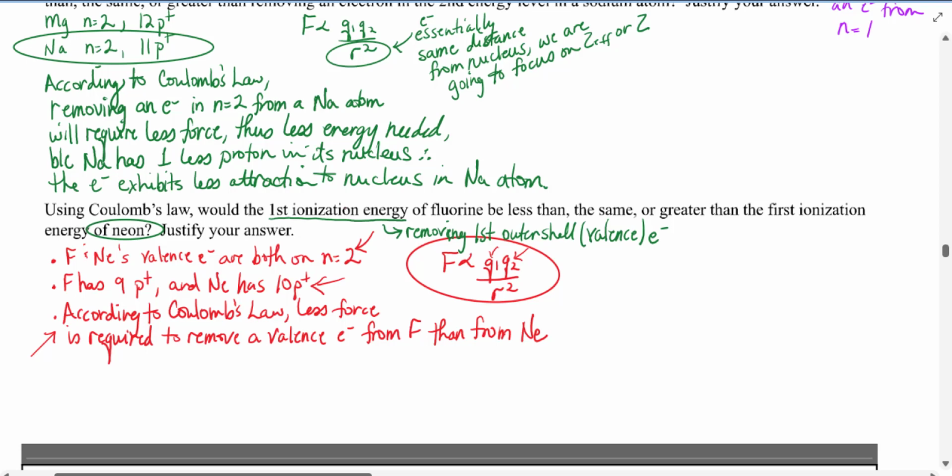Now here's the deal with this. You have to say something about the energy level, because Coulomb's law has something about the distance from the nucleus. So you must state that. You must also state something about the charges, because that's what does this justification here. All right? And we are done.